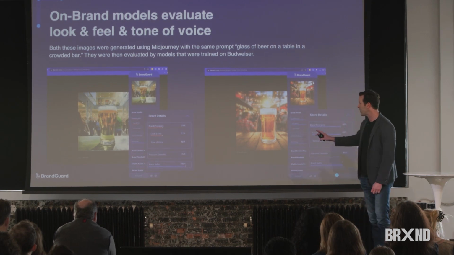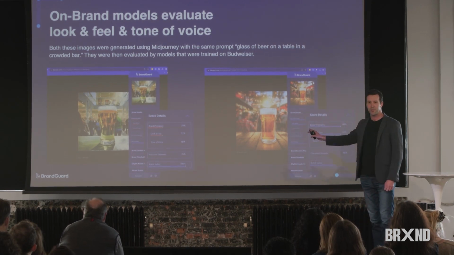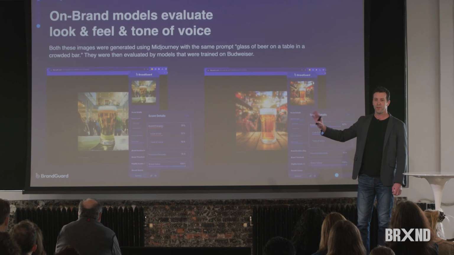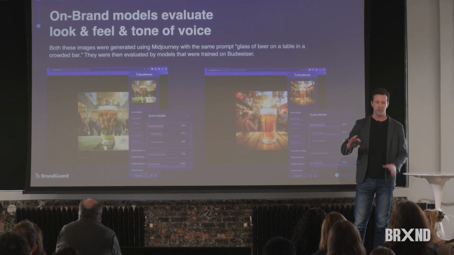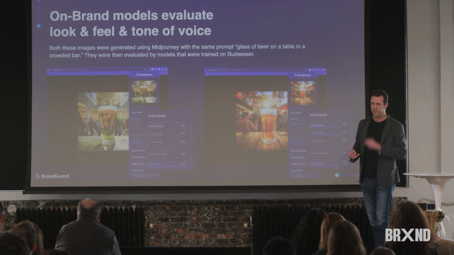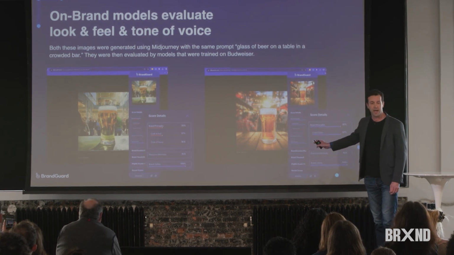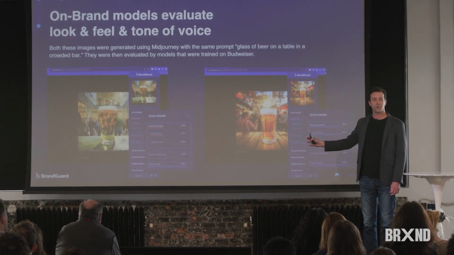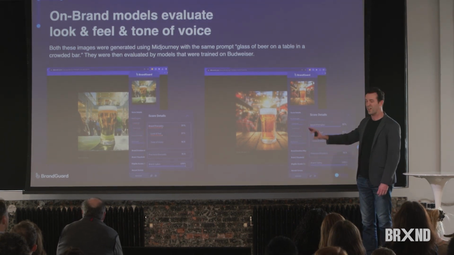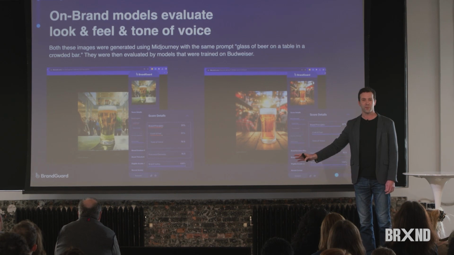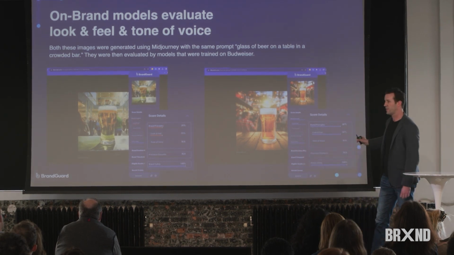What you're seeing here is 2 images that were created with Midjourney with a very similar prompt. Basically, a glass of beer sitting on a table in a crowded bar, with slight variations that we added to get these differences. Either one of these can come out of one of these tools. These were scored against the model that we trained for Budweiser look and feel. As you can see, the one on the left is not Budweiser-y, you shouldn't use it. The one on the right is much closer.